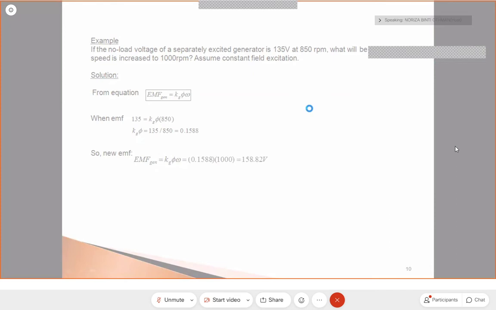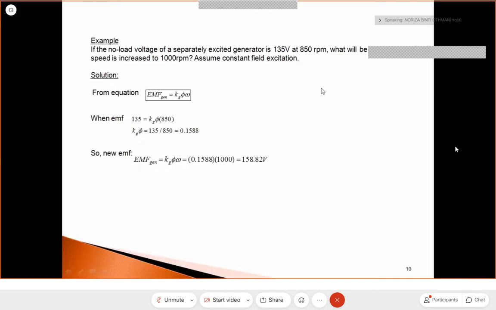If the no load voltage of a separately excited generator is 135 V at 850 RPM, what will it be if the speed is increased?